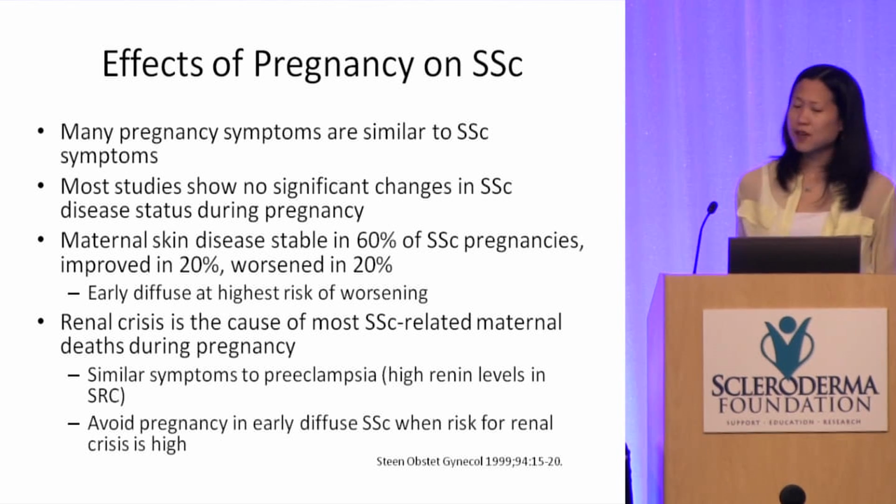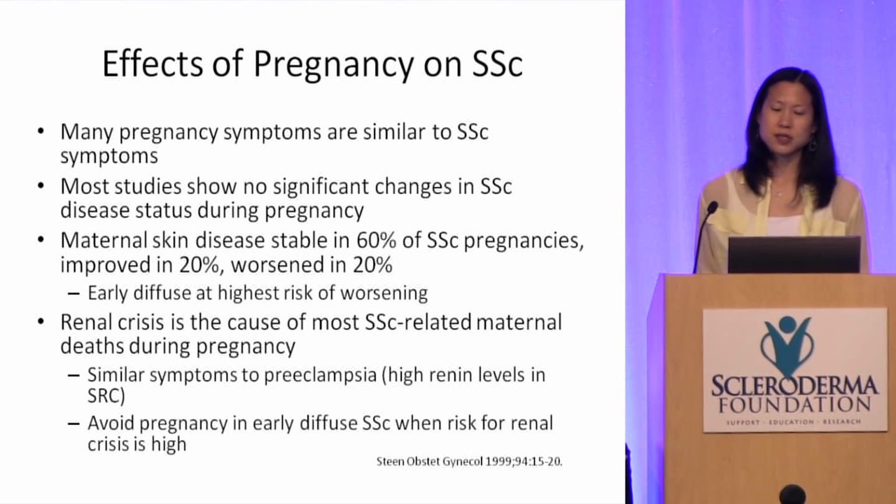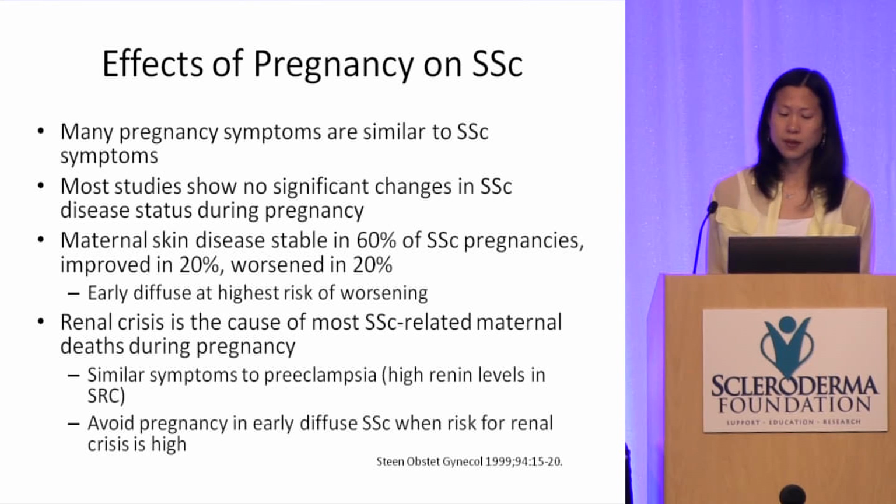Looking at the effects of pregnancy on systemic sclerosis, it's sometimes hard to tease out because symptoms you develop in pregnancy normally can frequently mimic those symptoms of scleroderma. Most studies show that there's no significant change in scleroderma disease status during pregnancy, and this is in contrast to studies of lupus patients who often have disease flares during pregnancy.